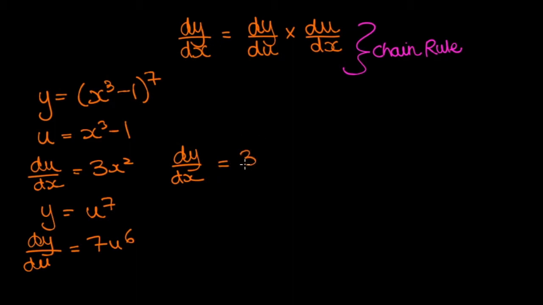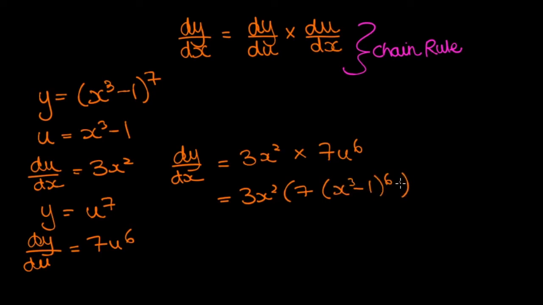So we get 3x squared times 7u to the power of 6. This is du by dx, this is dy by du. And so the last thing we need to do is replace u with what it was originally. So we get 3x squared times 7 times (x cubed minus 1) to the power of 6. And then the last thing we do is simplify, so we get 21x squared times (x cubed minus 1) to the power of 6.